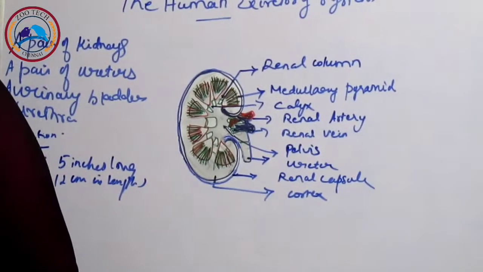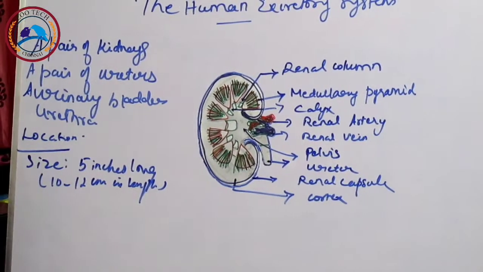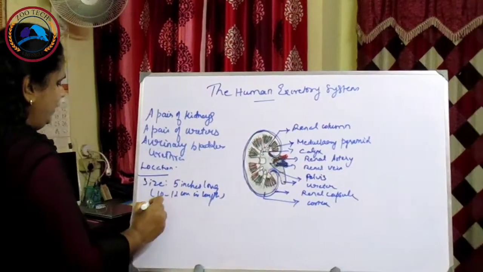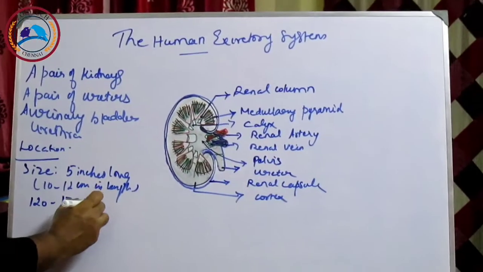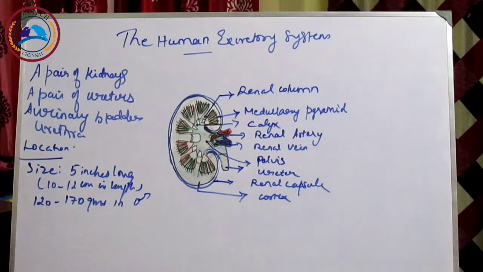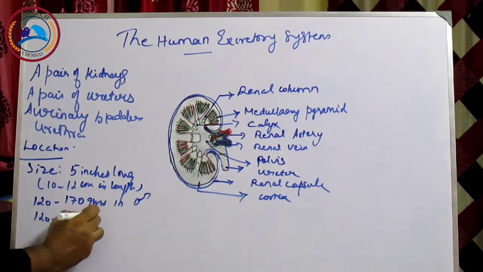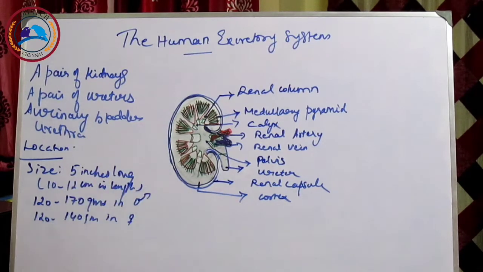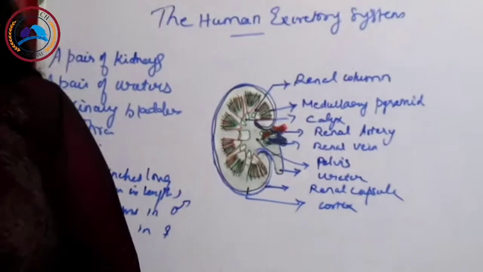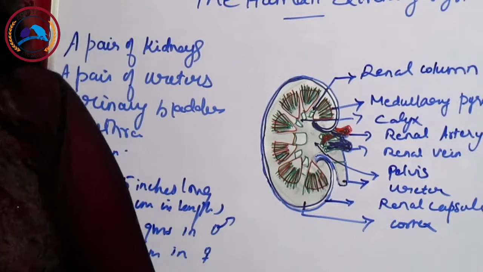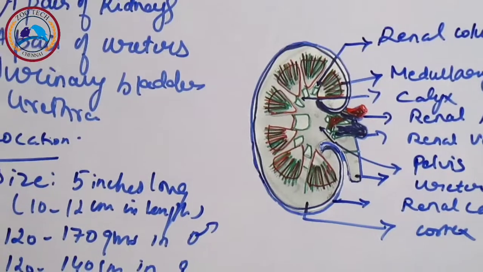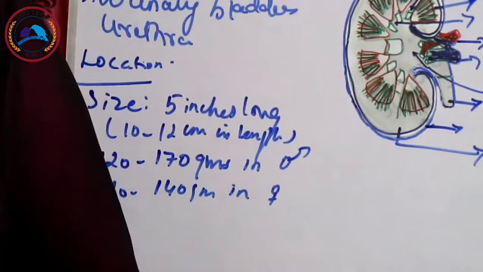And what is the weight of the kidney? How much heavier are these kidneys? They are slightly heavier in males: 120 to 170 grams in the case of males, whereas it is 120 to 140 grams in the case of females.